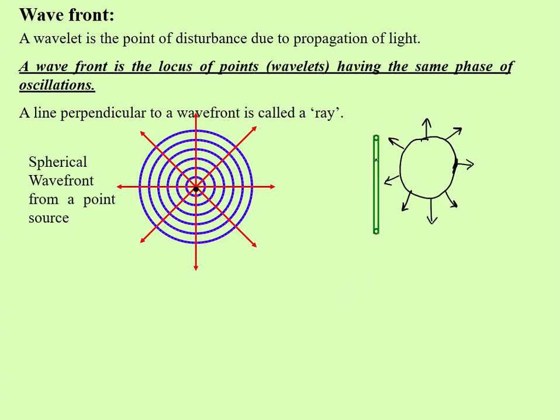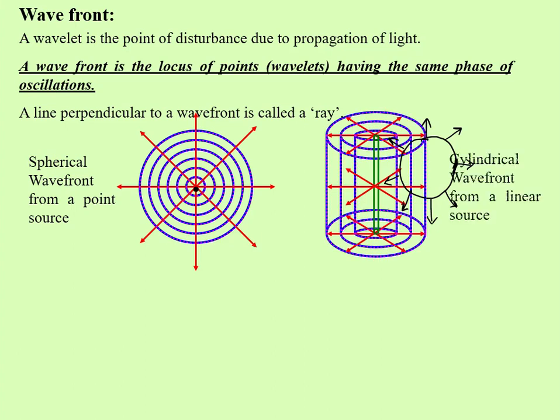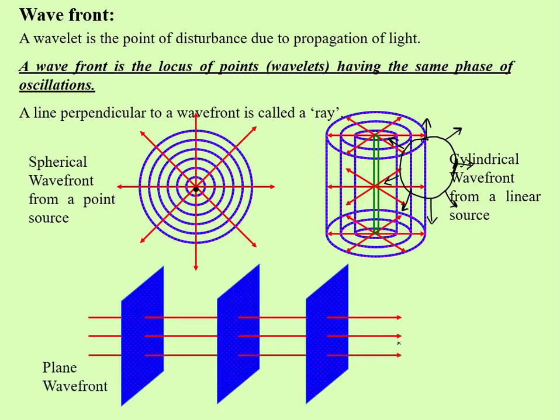Similarly, if you have a line source, then every particle on this line will act as source of a radiation. Then they generate energy in all directions. And if we draw locus of all points, this will be a cylindrical wavefront. These blue ones are wavefronts that are cylindrical in nature. If rays travel in straight line, then we also have plane wavefront. See, in every single figure, ray is perpendicular to wavefront. See here also, this is the ray that is perpendicular to wavefront.